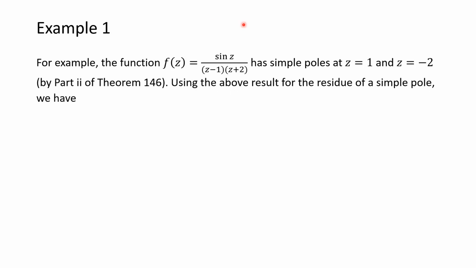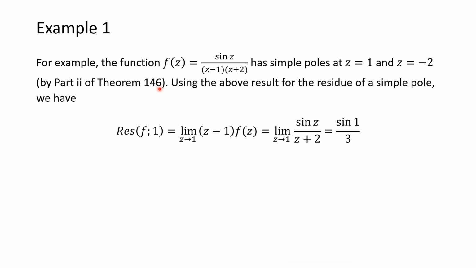Okay, let's look at an example. Let's take the function f of z equals sine z divided by z minus 1 times z plus 2. So there we have two poles, one at z equals 1 and one at z equals minus 2. That follows from part 2 of Theorem 146. That was from the previous lesson, where we had equivalent conditions for identifying poles. Then we just use our result from the previous slide to find the residue of f at 1.